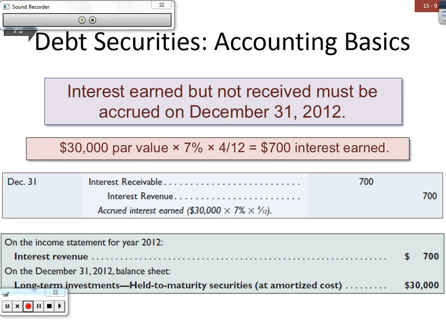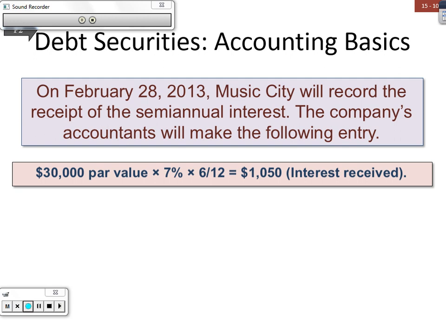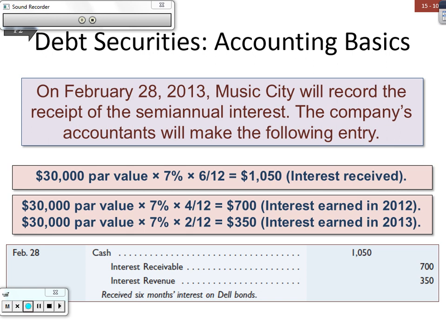And down here they're showing you on the income statement, which you know only has revenues and expenses, is going to be under interest revenue for that $700. Here's another interest payment, February 28th. $30,000 par times the interest rate times 6 over 12. That's the semi-annual payment, right? Because it had been 6 months from that date of that bond. So $1,050 is the interest.